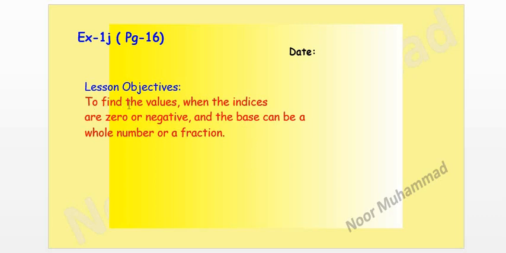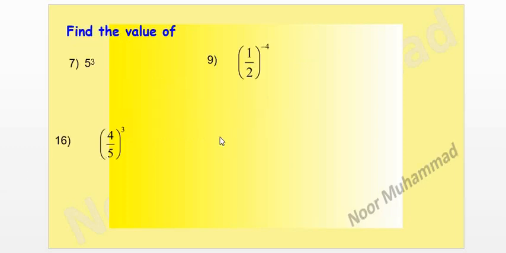So your main objective will be to find the values when the indices are zero or negative, and the base can be a whole number or a fraction. This is our main objective. But as I told you, we are going to revise the rules of indices that we learned in previous exercises. So let's solve some of the questions. If you want to discuss the rules, let's quickly revise them.